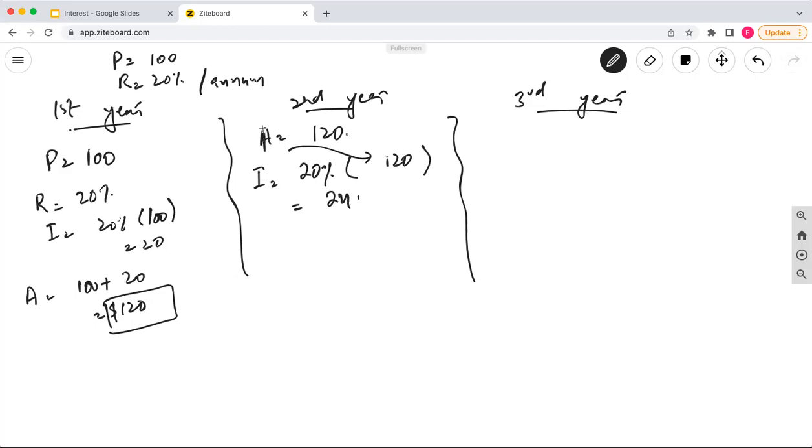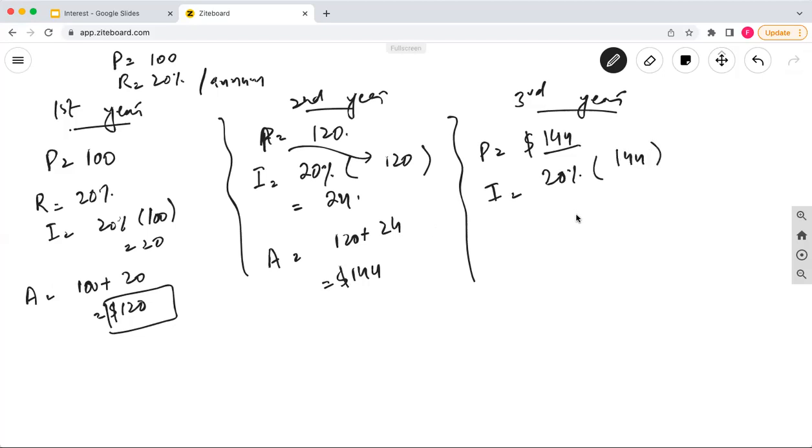So this is the principal for this year now. And the final value at the end of the second year is what? That is 120 plus 24, which is $144. And now at the start of the third year, our initial value becomes 144. Now what will be the interest value for this? That is 20% of 144, which is 28.8, and our final value will become 144 plus 28.8 equal to 172.8.